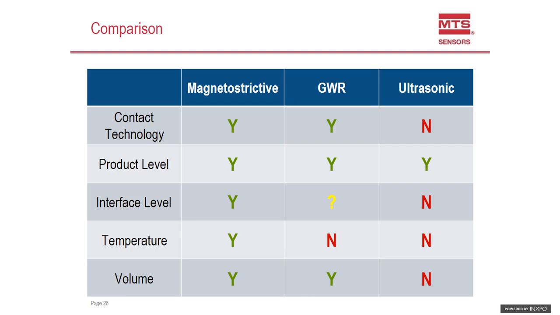And then the volume output, the magnetostrictive can, the ultrasonics, I have not seen any of the advertising providing volume. Guided wave radar, there are some models out there that can also do the strap table conversion and provide a volume out. So if you're looking for that feature on the guided wave radars, make sure you look very closely and select the correct one.